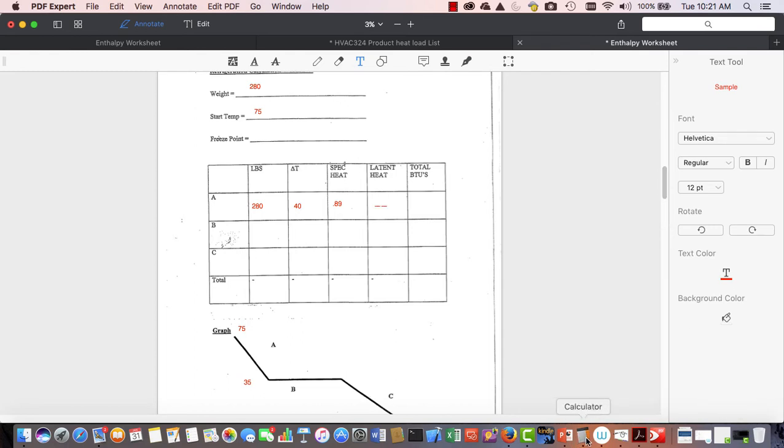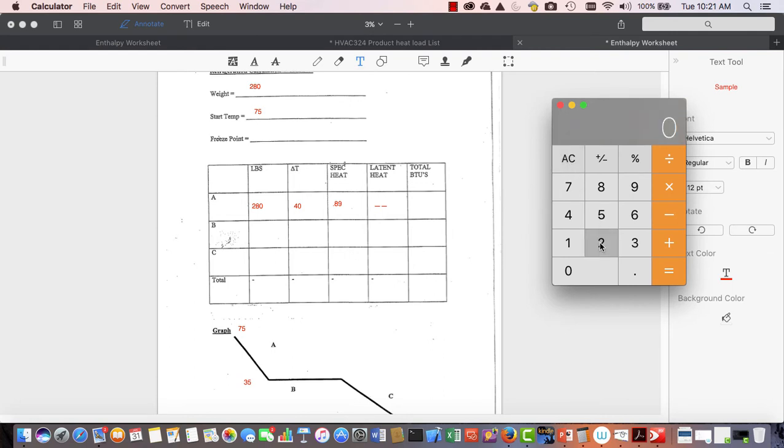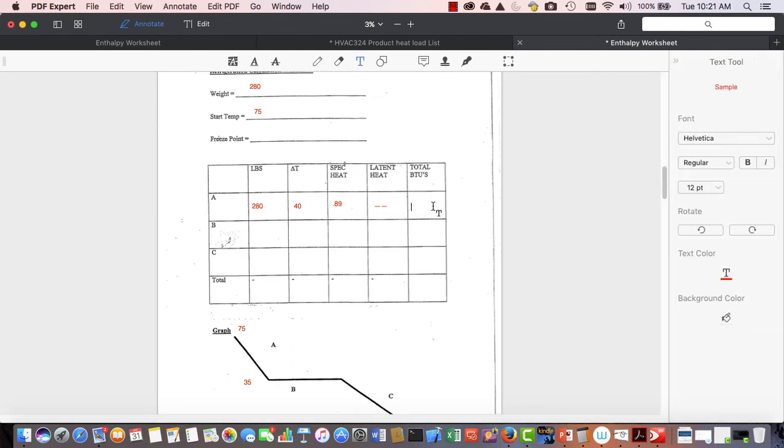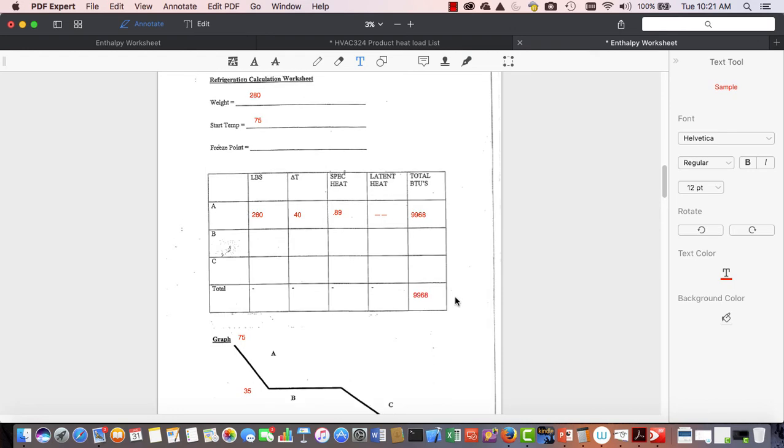So we go back to the trusty calculator. We take 280 times 40 times 0.89. My whole total is 9968. So the BTUs I have to remove in this whole process is 9,968 BTUs. There's nothing else on this. So my total removal of BTUs to get 280 pounds of oranges from 75 degrees to 35 degrees is 9,968 BTUs. So that's how foodstuffs work.